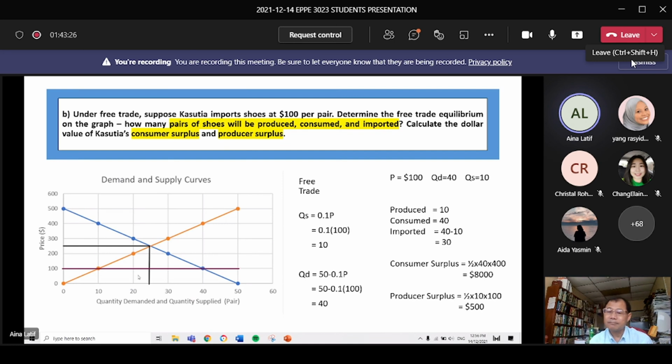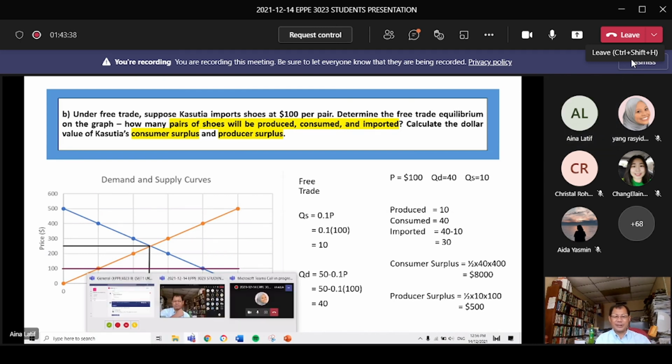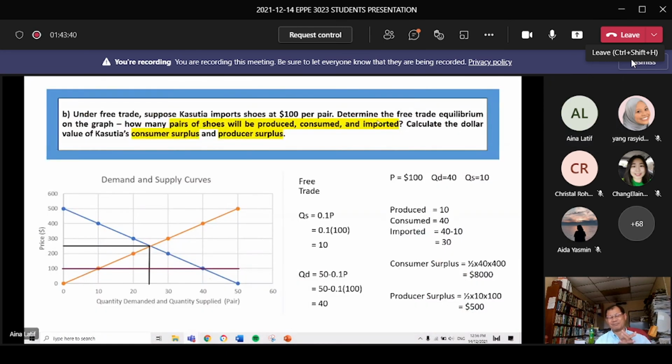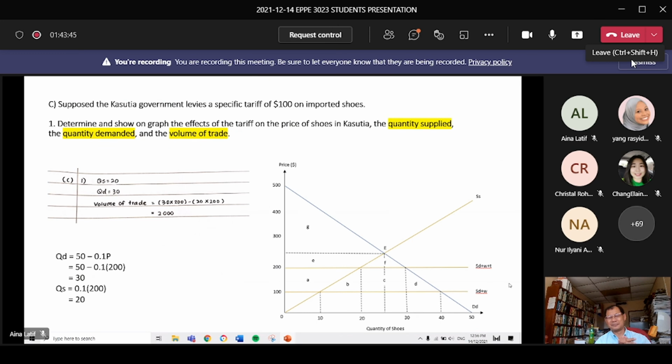For consumer surplus and producer surplus, you just calculate the two triangles. I just want to tell the students, it's very simple, even without the formula. Okay, go ahead.